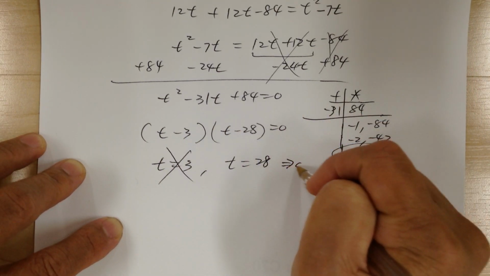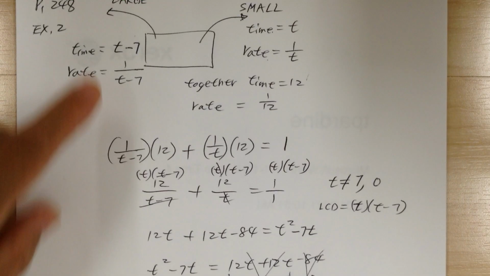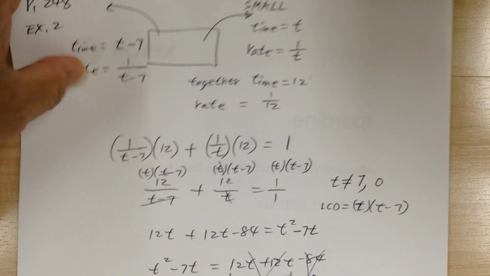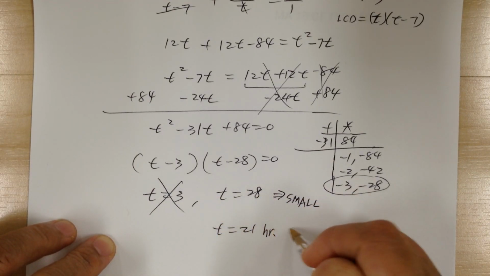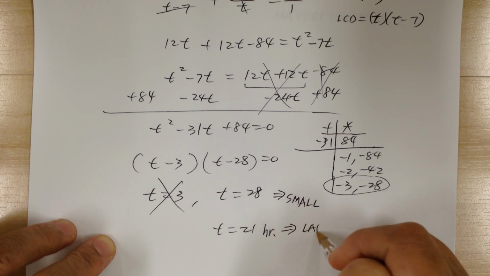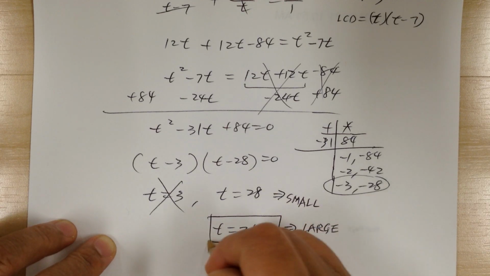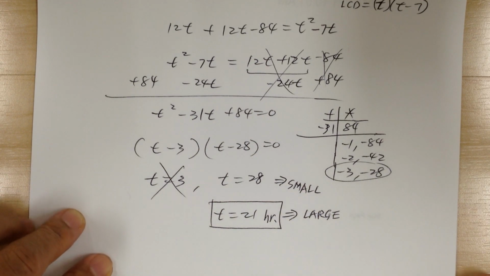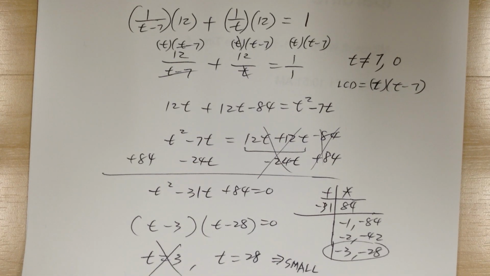This is for the small pump, and t minus 7 is the large pump. So minus 7, so you get t equal to 21 hours. This would be the large pump. And this is the one that it asks you to find, right? So it would be 21 hours. Yeah, let's go to the next example.